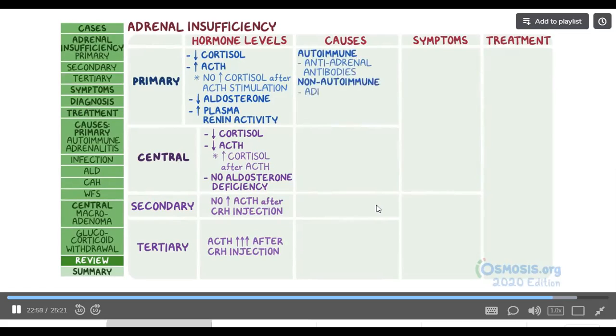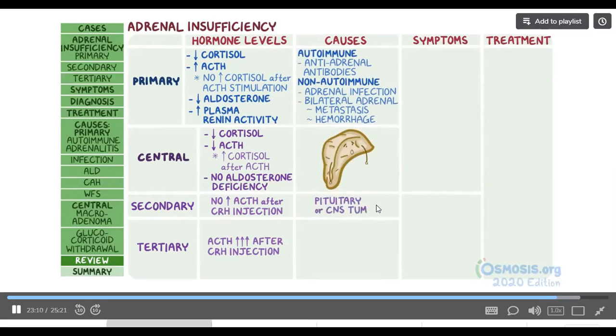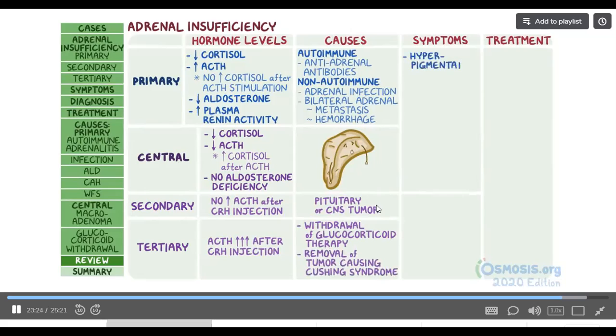which can happen because of adrenal infections, bilateral adrenal metastases, or hemorrhages. Secondary adrenal insufficiency is usually due to a pituitary tumor or a central nervous system tumor. Finally, tertiary adrenal insufficiency can occur either because of sudden withdrawal of glucocorticoid therapy or after the removal of a tumor causing Cushing syndrome. Primary insufficiency can cause hyperpigmentation, hypotension, hyperkalemia, and metabolic acidosis.